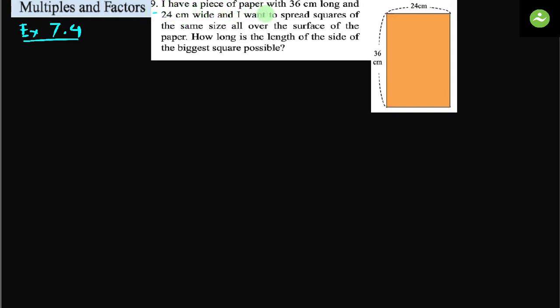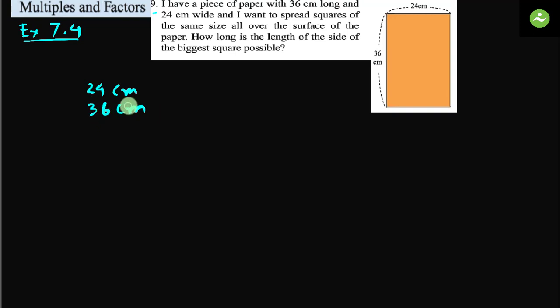I have a piece of paper with 36 cm long and 24 cm wide, and I want to spread squares of the same size all over the surface of the paper. How long is the length of the side of the biggest square possible? So here the length of the sides are 24 centimeter and 36 centimeter.